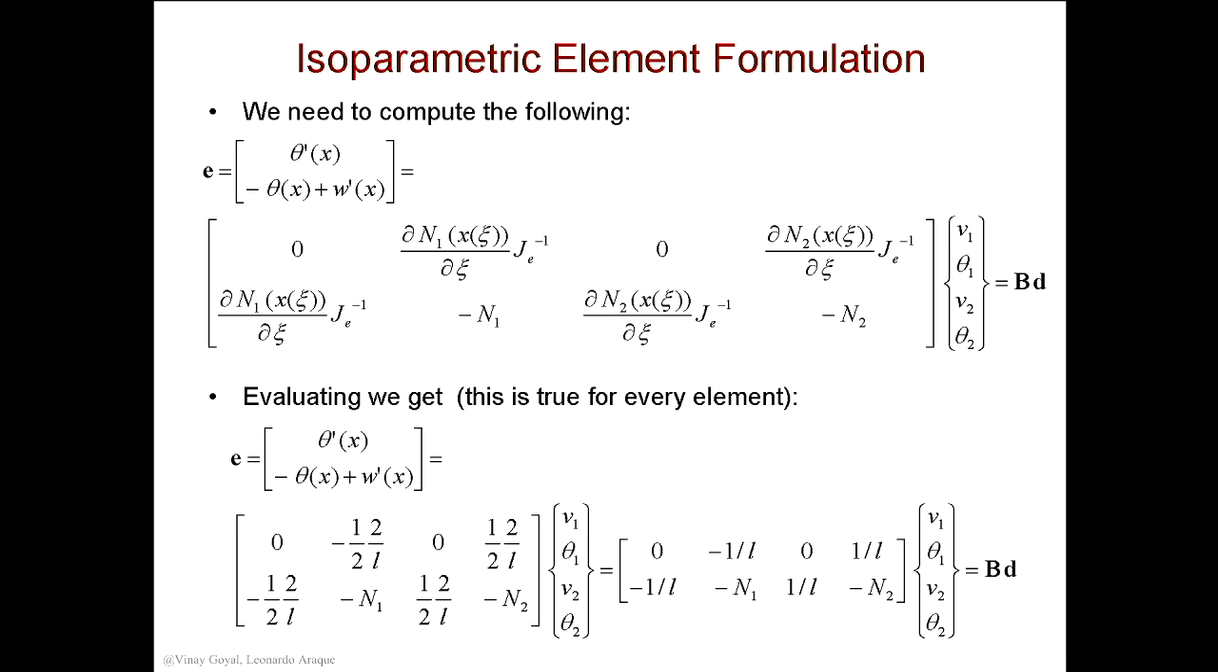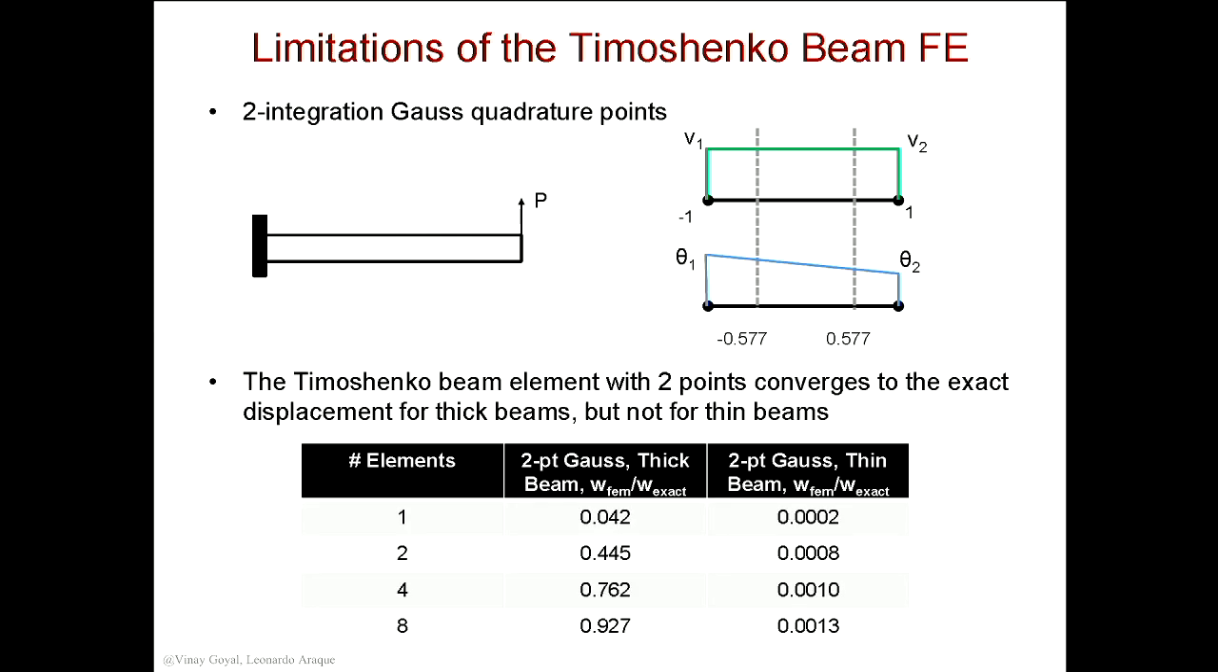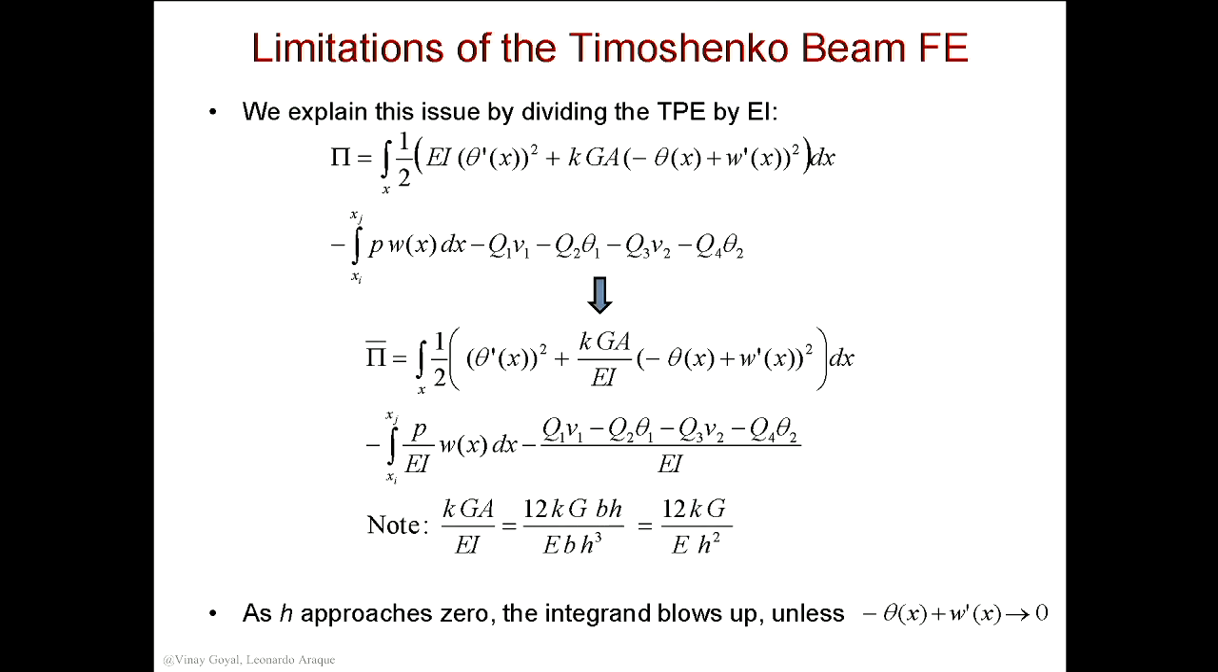So going back here, what I want to draw your attention to is that this term has this KG over EI, okay? When I calculate what KG over EI is, I is the inertia for a rectangular cross-section, 1 over 12 BH cubed. I substitute everything there for an example, and then I get 12 KG over EH squared.